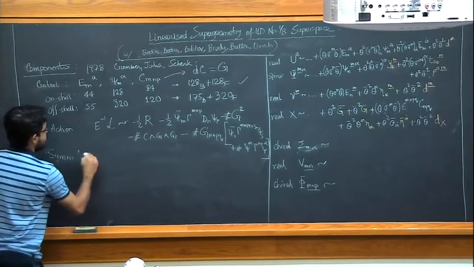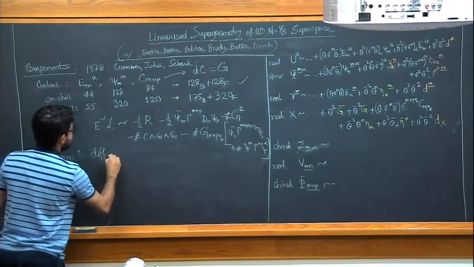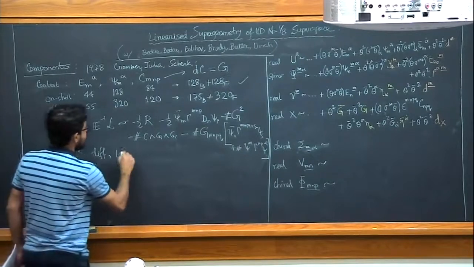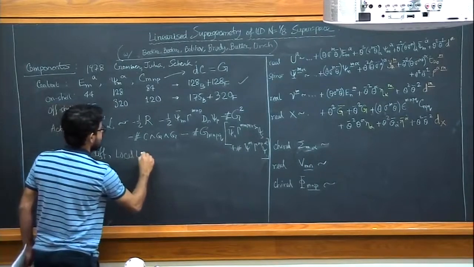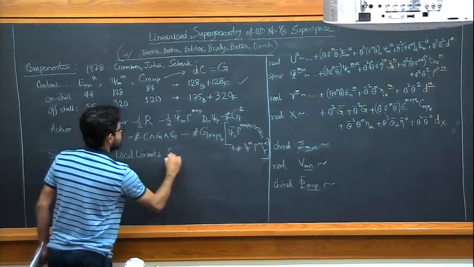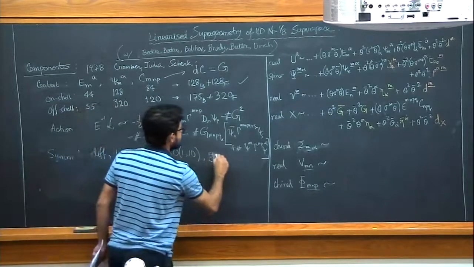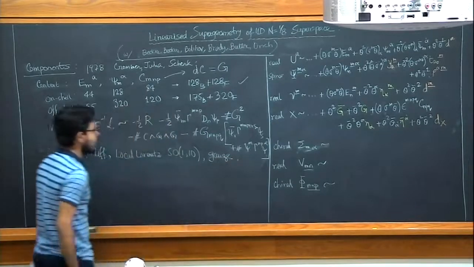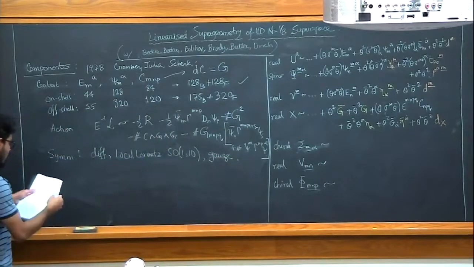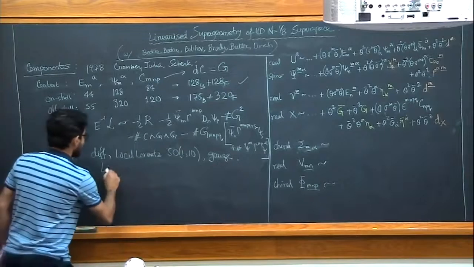The symmetries of this are diffeomorphism symmetry of 11 dimensions. Then you have local Lorentz, SO(1,10). You have the gauge symmetry of the 3-form. And then you have local supersymmetry as well.